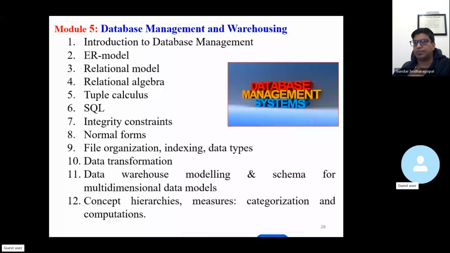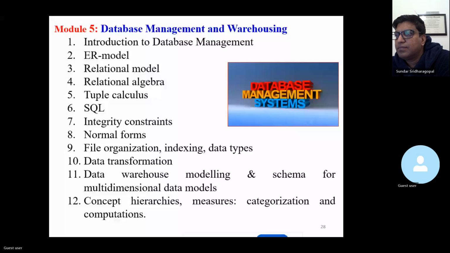Here I'm going to cover introduction to database management systems, ER models, entity relationship models, relational model, relational algebra, tuple calculus, structured query language, integrity constraints, normal forms, file organization and indexing, data types, data transformation, data warehouse modeling, and schema for multidimensional data models, concepts, hierarchies, measures, categorization and computation. Informatica is the tool for the data warehousing operations we are performing.